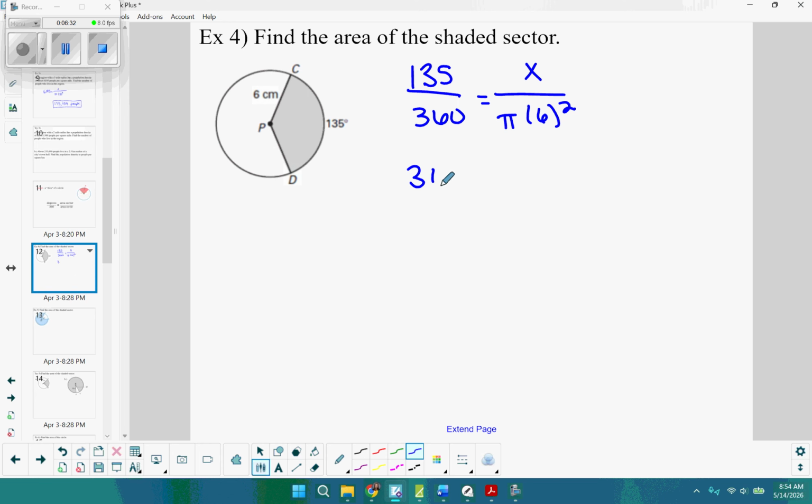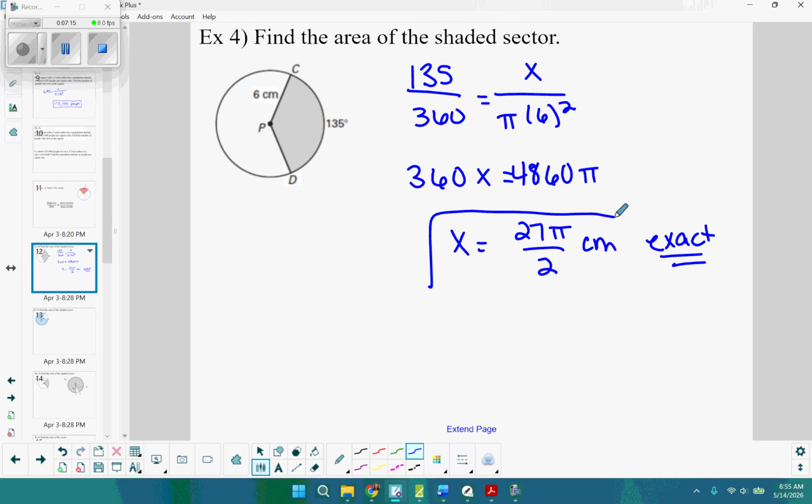When I cross multiply, I'm going to get 360x equals, and for right now, I'm going to focus on an exact answer because our final will be asking us for exact answers. So doing 6 squared times 135 is 4860, and we have the pi attached. So for an exact answer, I'm going to leave the pi there. I'm going to divide both sides by 360. And I get 27 halves. So this would be my exact answer.